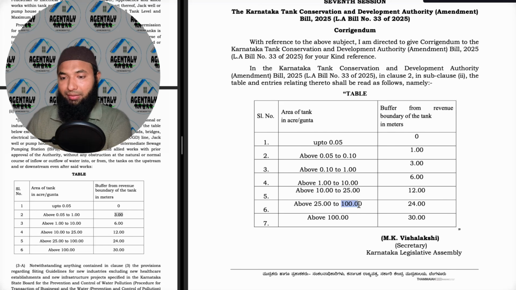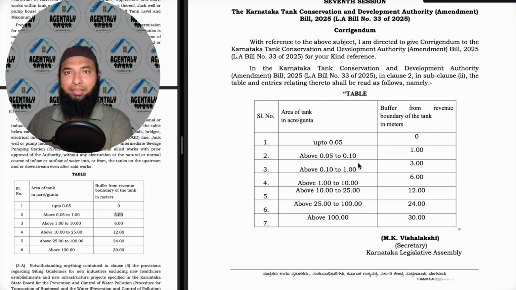Very few lakes are 100 acres. You can understand that it is a very big lake. 100 acres is a very big lake. For such a big lake, they are going to reduce the buffer size to 24 meters now. It has become worse and more dangerous. It is not eco friendly.